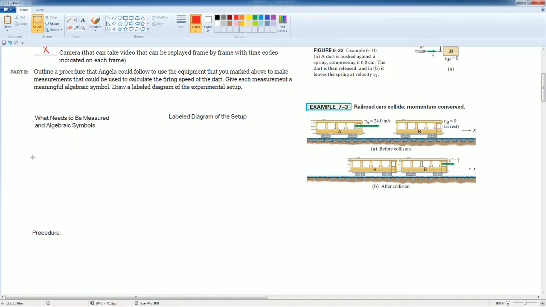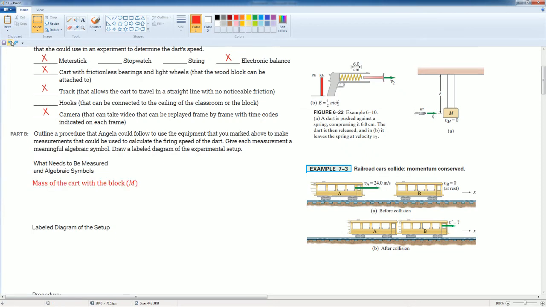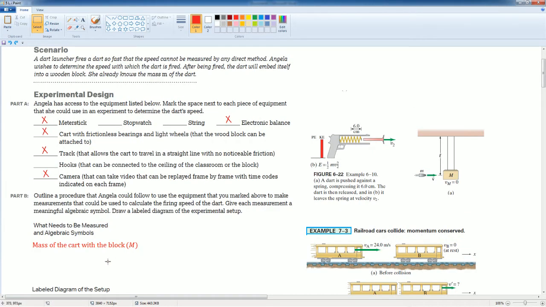Next, you want to look at the algebraic symbols that we will be measuring. First, we will be needing the mass of the cart with the block. So you can measure the mass of the cart, then you could measure the mass of the block, then you could measure the mass of the dart if you would like.